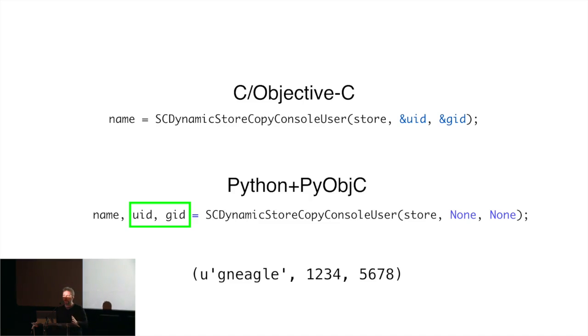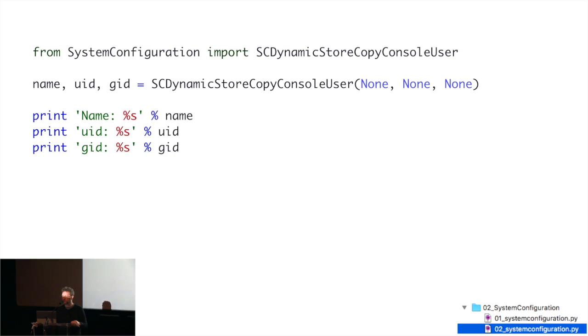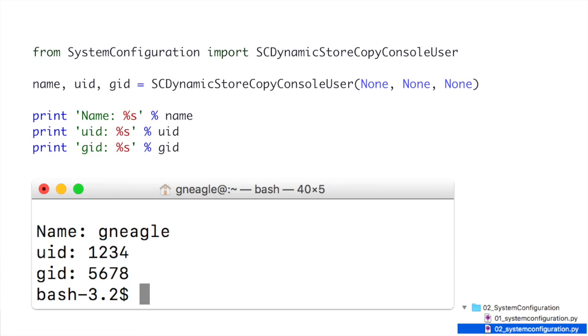So now that we know that, we can write our script to actually take advantage of that. So now, instead of blindly expecting a string that comes back, we know that we're going to get name, UID, and GID back from that function call. And then we can print them, and it works fine.